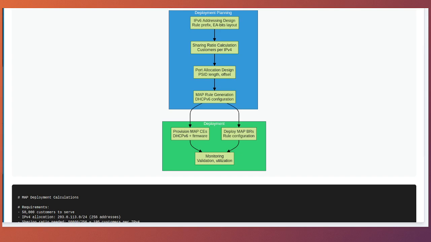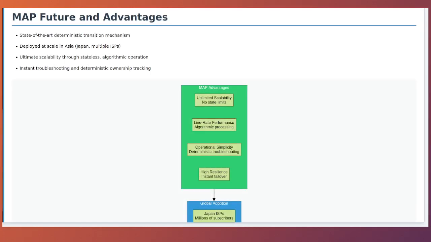For operational monitoring, ISPs track metrics like CE device count, BR packet processing rates, port utilization per customer, and algorithm validation failures. One significant operational advantage of MAP is that troubleshooting is deterministic. Given any IPv4 address and port, you can immediately calculate which customer it belongs to without consulting any database. This makes tracking down issues, responding to abuse complaints, or investigating network problems much simpler than with dynamic carrier-grade NAT systems.